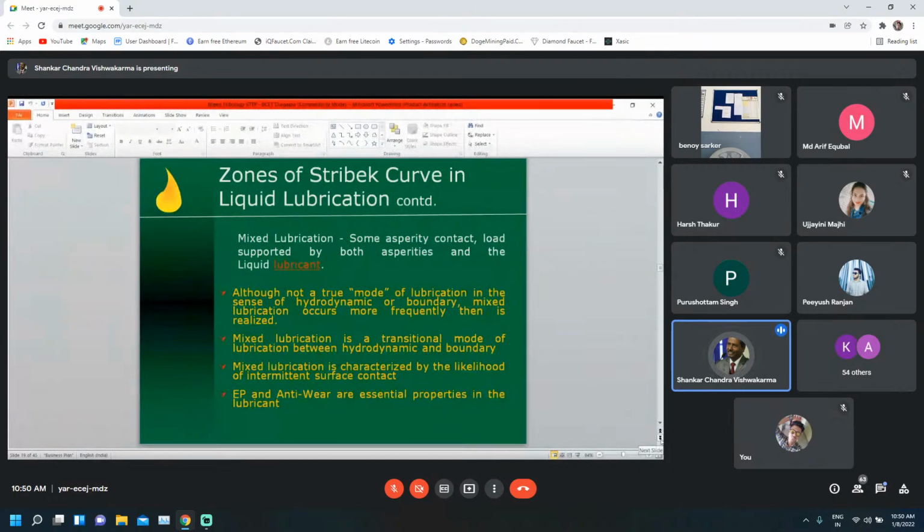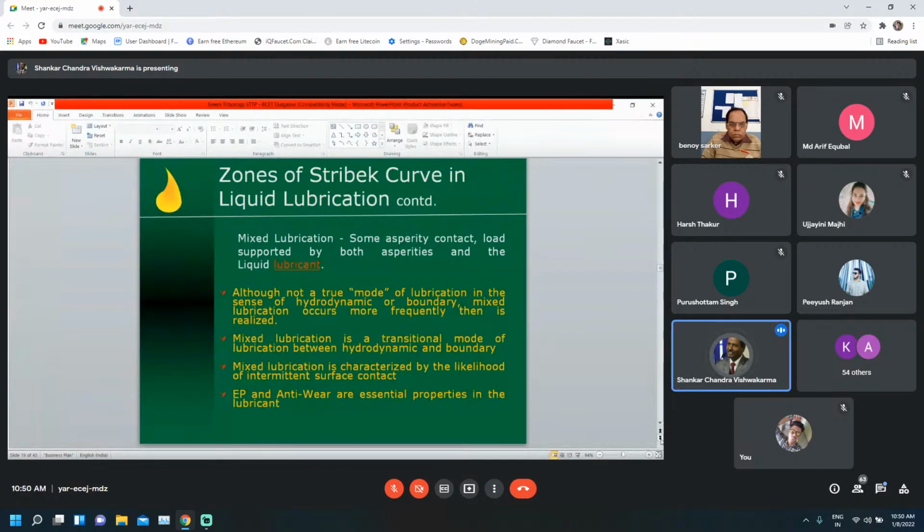Here, some asperities are in contact, not all. So the contact between the asperities is reduced to some extent. Load is supported by both. It is now supported by asperities as well as the film of the liquid lubricant. So although not a true mode of lubrication, it is basically a transition. It's not a true mode of lubrication in the sense of hydrodynamic or boundary, yet mixed lubrication occurs. It occurs more frequently than it is realized. So mixed lubrication is a transitional mode of lubrication between hydrodynamic and boundary lubrication.